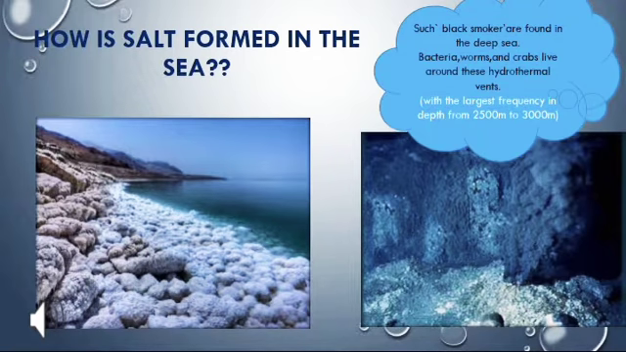A black smoker or deep sea vent is a type of hydrothermal vent found on the seabed, typically in the bathyal zone, with largest frequency in depths from 2,500 meters to 3,000 meters, but also in lesser depths as well as deeper in the abyssal zone. They appear as black chimney-like structures that emit a cloud of black material.